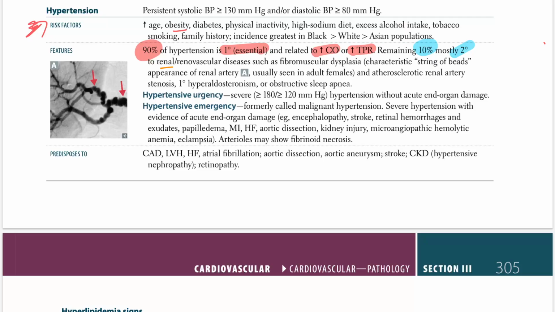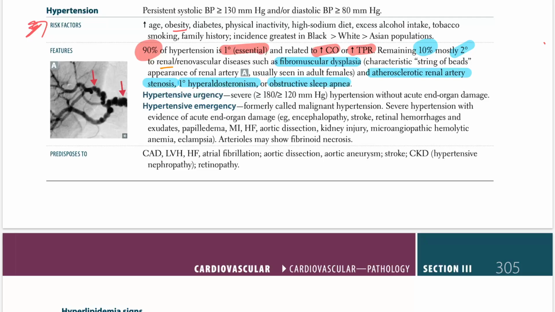a couple of diseases. For example, fibromuscular dysplasia, one of them, right? For example, atherosclerotic renal artery stenosis. For example, primary hyperaldosteronism or OSA. So these are just the 10%, and 90% is different.